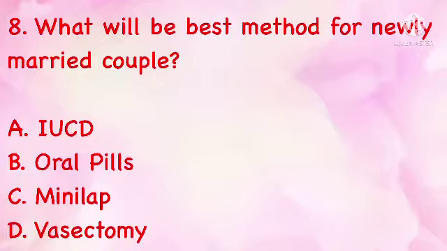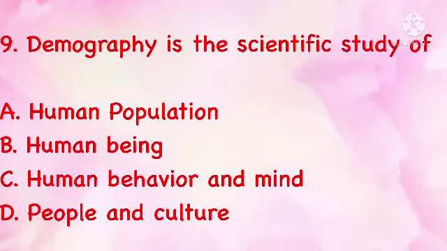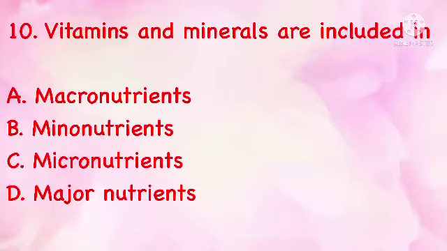Peptic ulcer disease. What will be the best method for a newly married couple? IUCD, oral pills, mini-lap, vasectomy. The correct answer is B. Oral pills. Demography is the scientific study of human population, human being, human behavior and mind, people and culture. Correct answer is A. Human population.